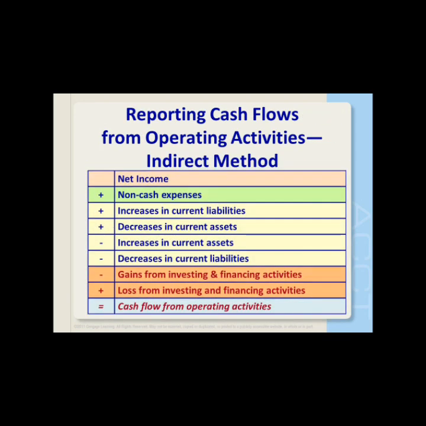Reporting cash flow from operating activities, indirect method. Net income plus non-cash expenses plus increases in current liabilities plus decreases in current asset minus increases in current asset minus decreases in current liability minus gains from investing and financing activities plus loss from financing and investing activities.